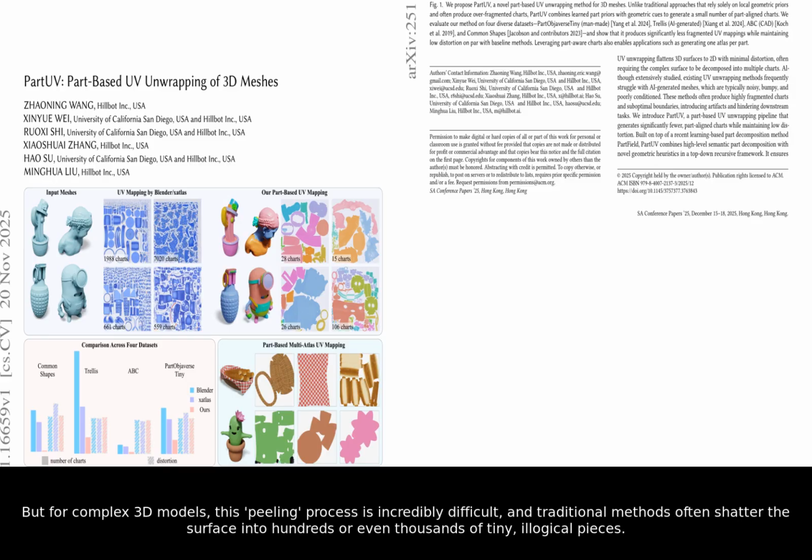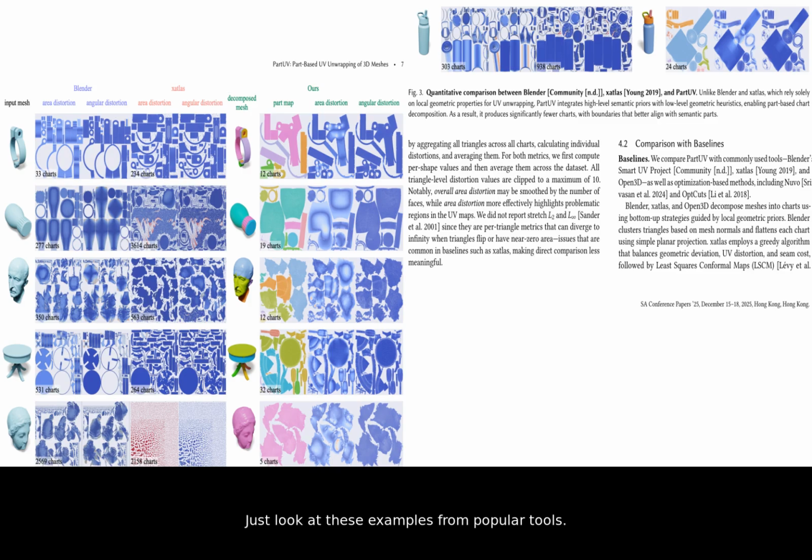But for complex 3D models, this peeling process is incredibly difficult, and traditional methods often shatter the surface into hundreds or even thousands of tiny, illogical pieces. Just look at these examples from popular tools. The surface is fragmented into a chaotic mess of tiny charts, which is a nightmare for artists to work with. This is the problem that a new method called PartUV aims to solve.